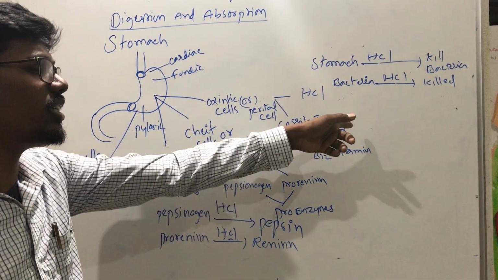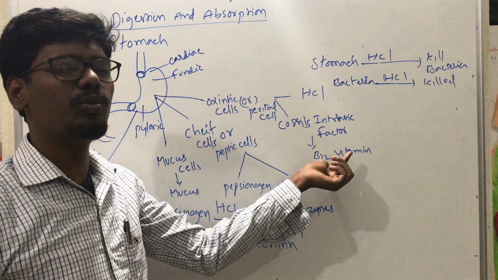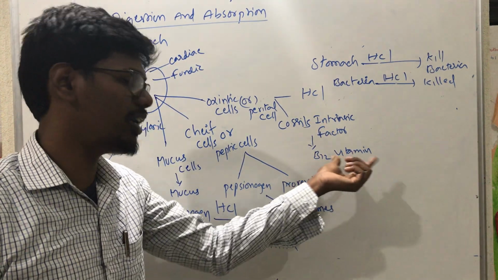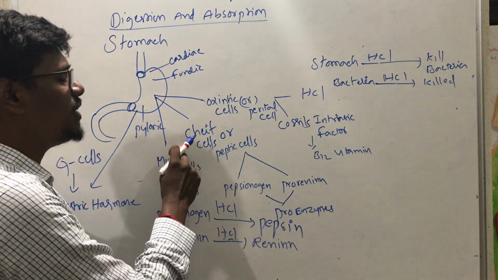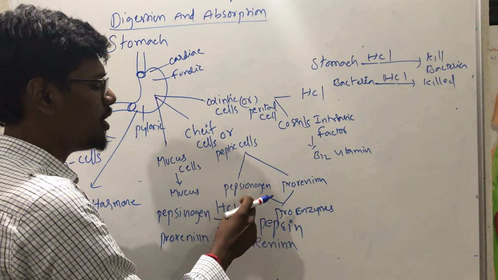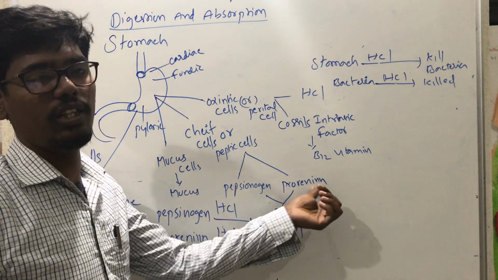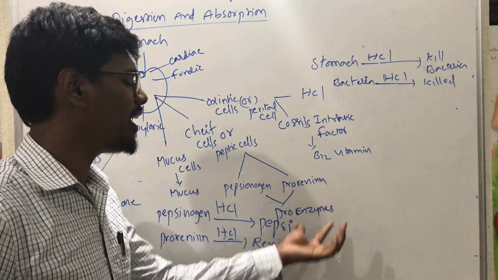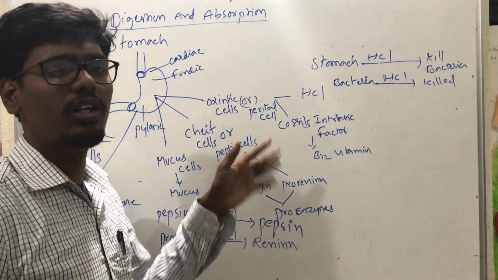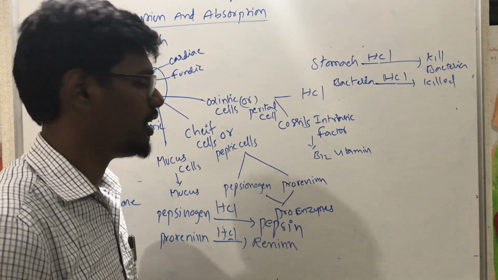Okay, next, the intrinsic factor causes absorption of vitamin B12. The name of vitamin B12 is cyanocobalamin. Next, chief cells are peptic cells. These cells release pepsinogen and prorenin. These two are proenzymes, which means they are in the inactive stage. Whenever they mix with HCl, they are converted into activated enzymes.